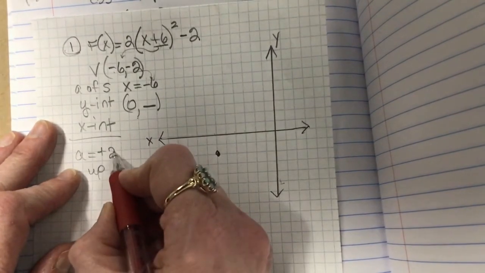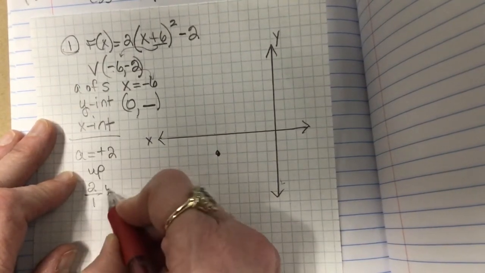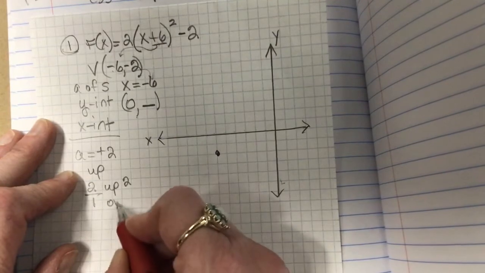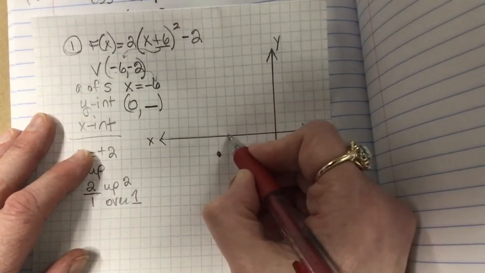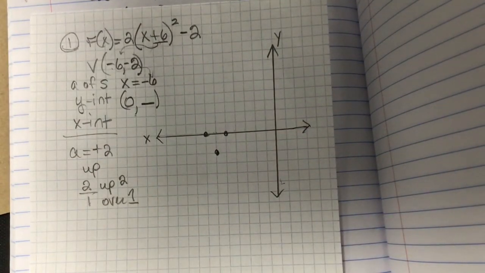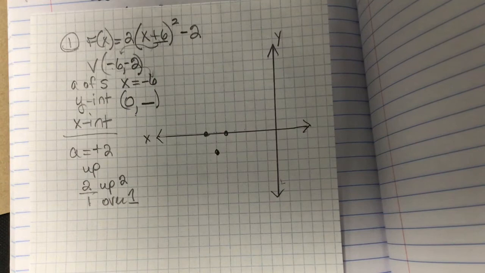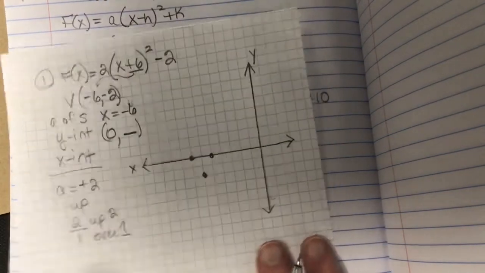And then what does the 2 do for me? Do you remember how we said to do it? You're going to do 2 over 1, and you're going to go up 2 over 1 both ways. So you're going to go up 2, 1 to the right, 1 to the left. Now, that is all you get. If you go up 2 over 1 again, you're drawing a V that we did in lesson 26. And this is not a V because you're squaring.